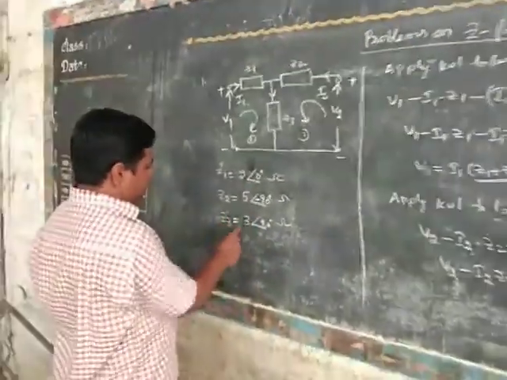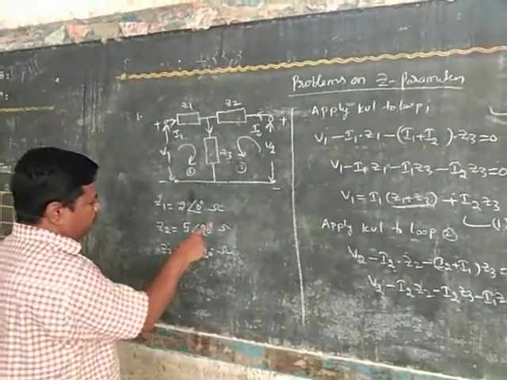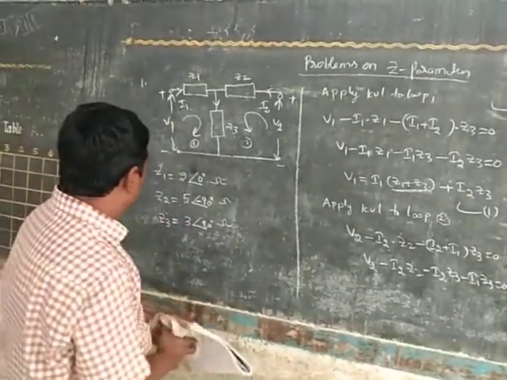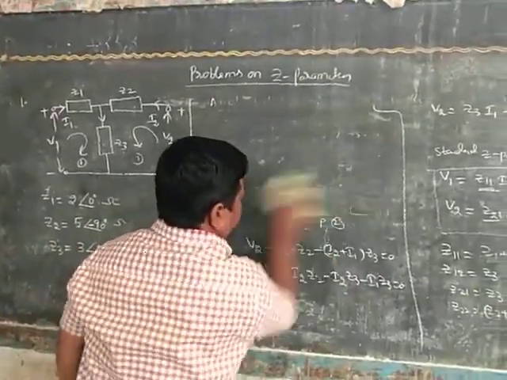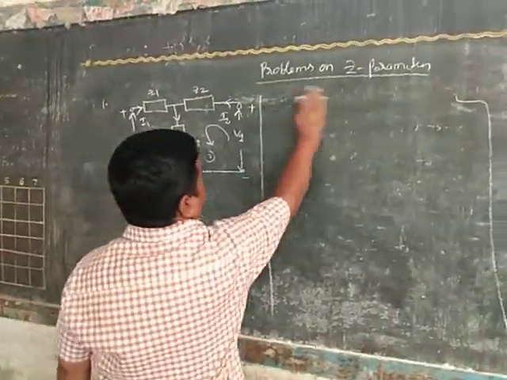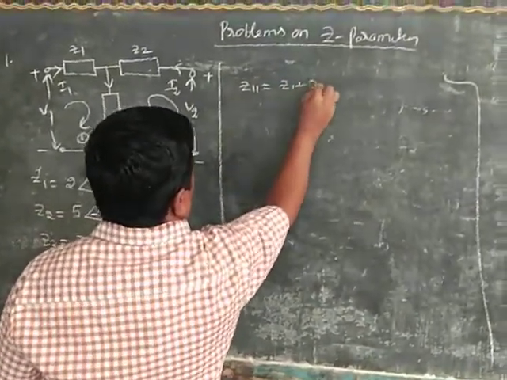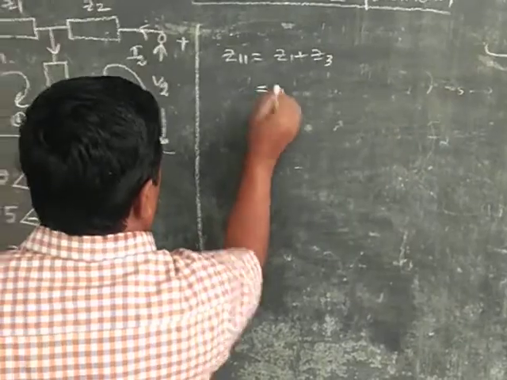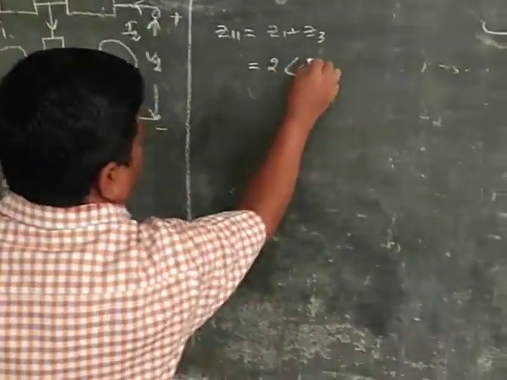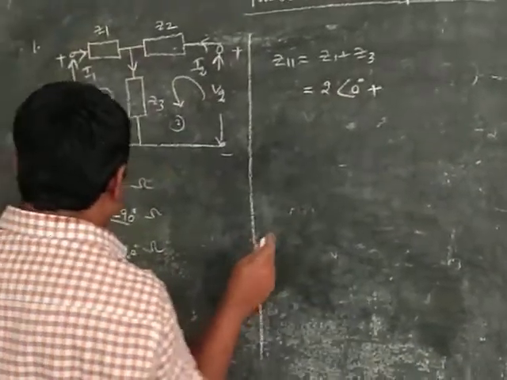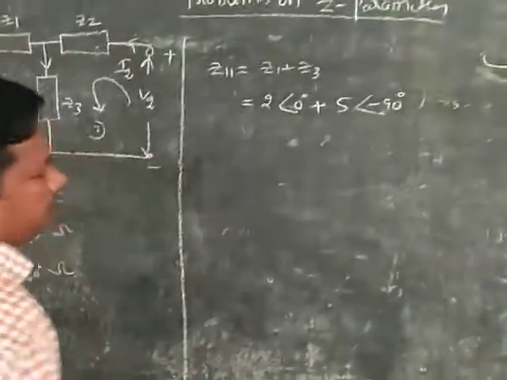The given values, what are Z1, Z2, Z3? They are in polar notation. We have to calculate the values. Z11 is equal to Z1 plus Z3. What is Z1? 2 angle 0 plus 5 angle minus 90 degrees.